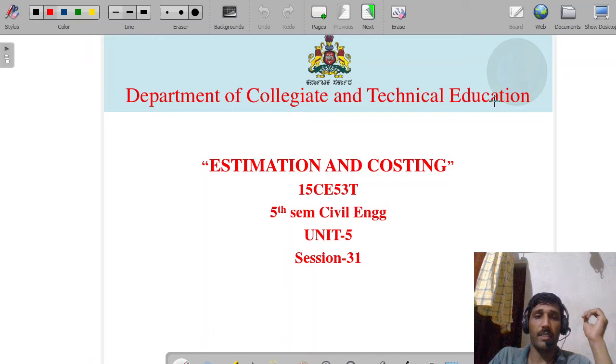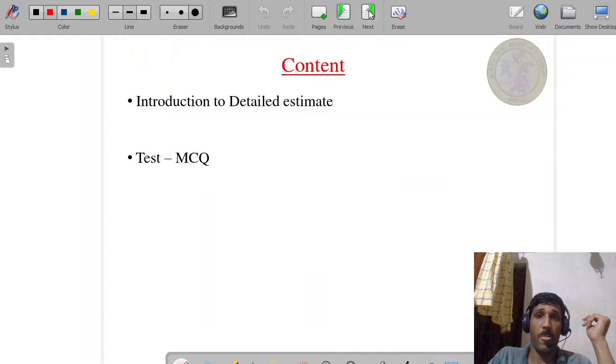Today we will discuss the center line method of estimations. Already in previous sessions we discussed the long wall short wall method as a type of estimation, specifications, rate analysis, and also different types of estimates. All these things we discussed in the previous classes. Now today we will move to the center line method of estimations.